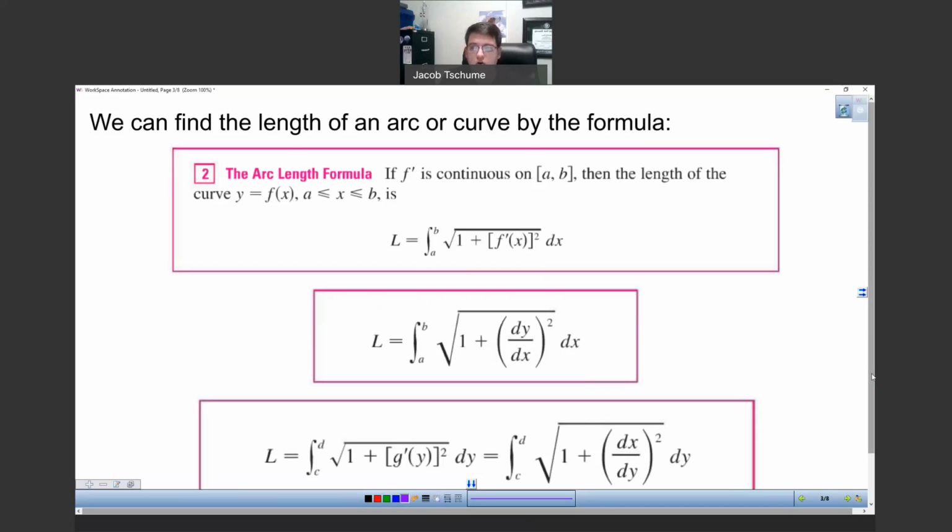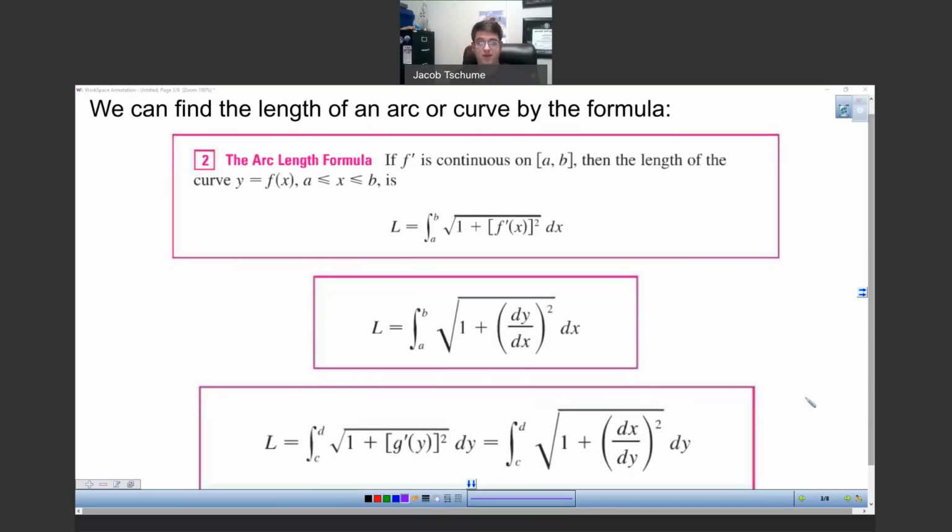So in this section, there's only one big formula that we have to learn, but it's going to depend on which type of function you're being given here. So if you want to find the length of an arc, there are 2 variations to the formula. To find the length of a curve, we will integrate from a to b the square root of 1 plus the derivative of the function squared. So we're going to integrate from a to b of the square root of 1 plus f prime of x squared.